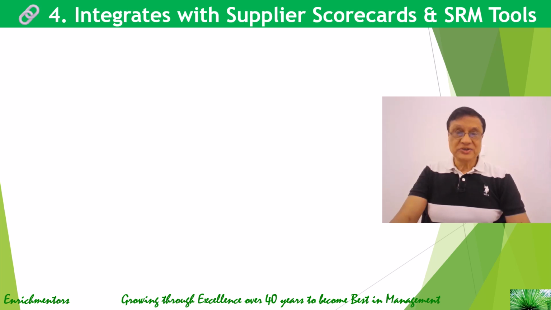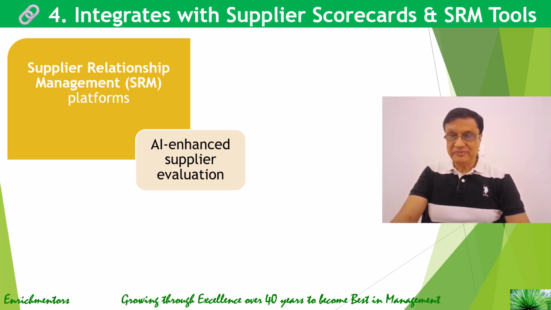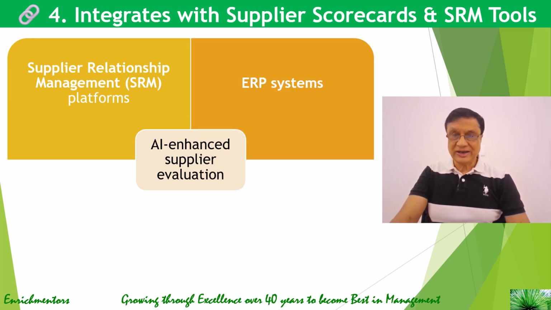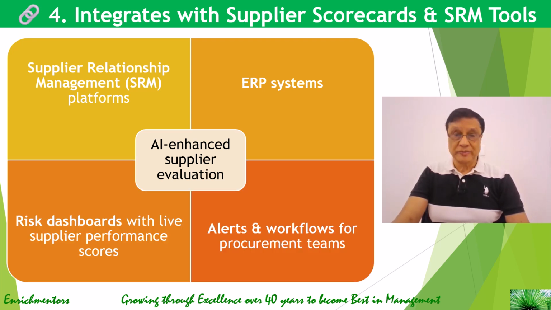Now, once you have the models picked and data collected, you need to integrate with the supplier scorecard and supplier relationship management tools. AI-enhanced supplier evaluation should feed into supplier relationship management platforms, SRM, like SAP Ariba and iValua, then ERP systems like Oracle and SAP, risk dashboards with live supplier performance scores, and alerts and workflows for the procurement team. So that's how these signals should be integrated.